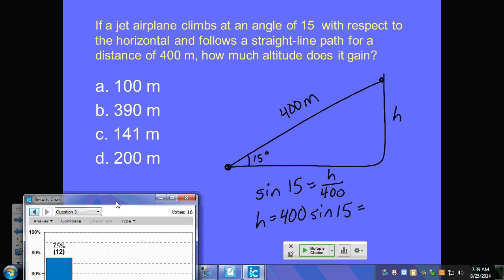Which is Josh, right, Josh? Yeah, it's 103, but rounding to just 1 sig fig is 100 meters. So that's going to be the right answer.